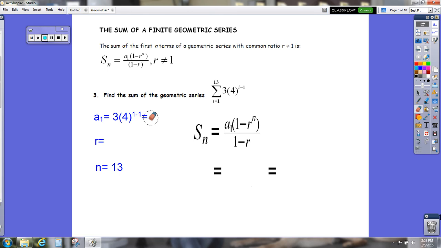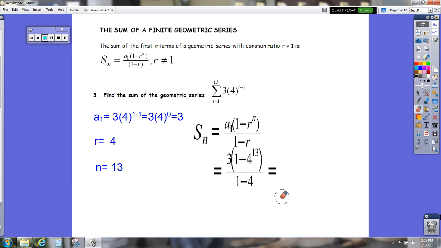Once we plug 1 into our rule, we get 3 times 4 to the 1 minus 1, which is 3 times 4 to the 0 power. Well, 4 to the 0 power is 1, so our first term is 3. Our common ratio is whatever's raised to the power, so our common ratio is 4. Now we have all the pieces of information that we need. Let's plug into our formula. The sum of the first 13 terms is our a sub 1, which is 3, times 1 minus r, which is 4, to the nth power, which is 13, all over 1 minus r, which is 4.